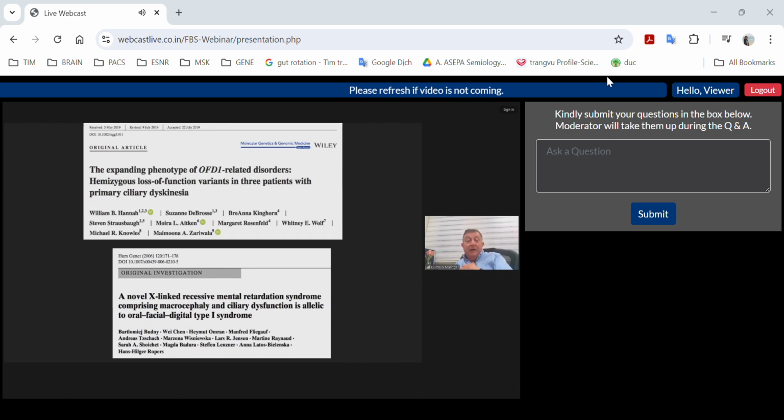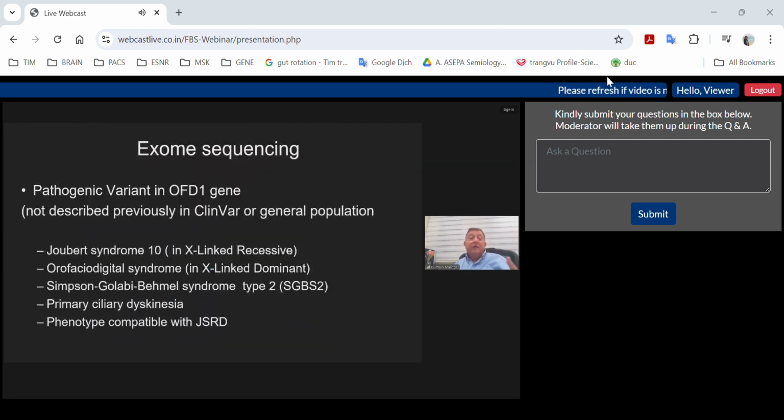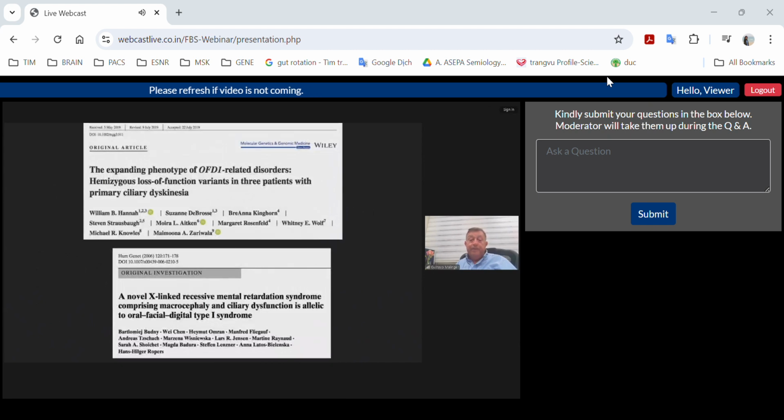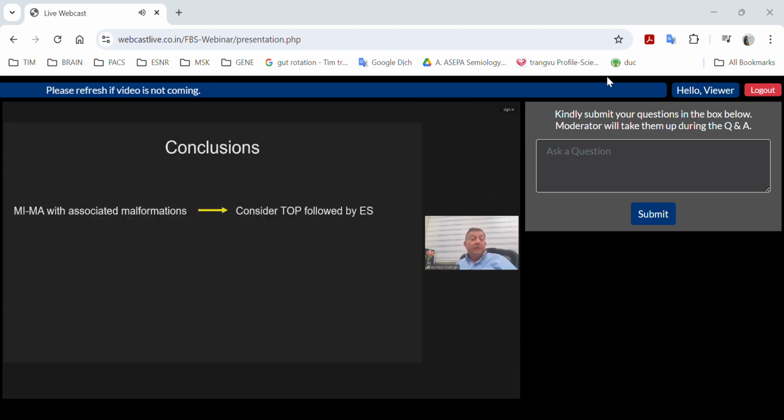Joubert syndrome. When we went to the literature, it turns out that similar cases have been published, meaning that variants of the OFD1 gene may produce ciliary dyskinesia with a Joubert-like presentation, but also with a presentation that, in my opinion, was very similar to Simpson-Golabi-Behmel syndrome because of the presence of the fingers.